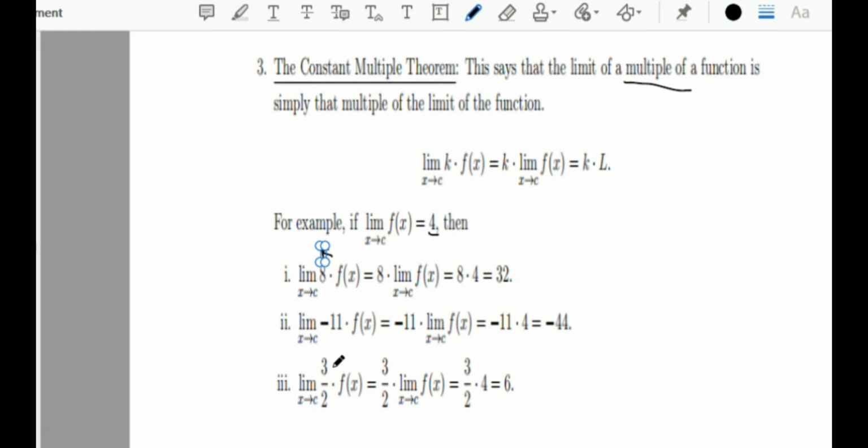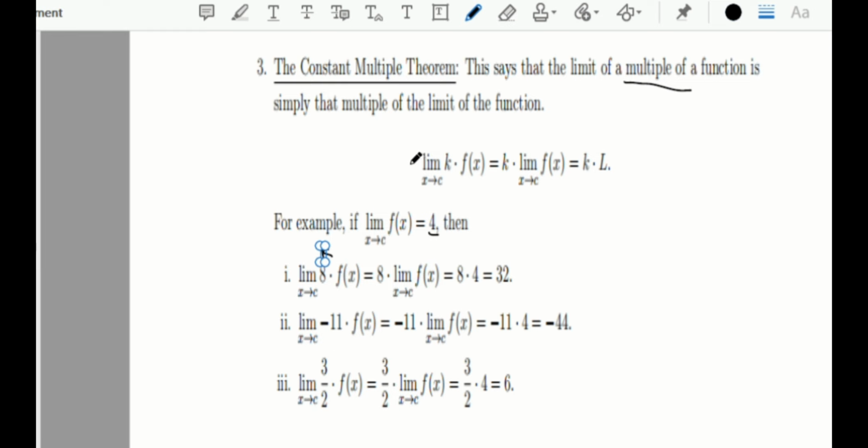So last example, if we have 3 halves times f of x, so the limit of this 3 halves times f of x, we can write the 3 halves outside. So 3 halves times the limit of f of x as x approaches c, which is equal to 4. So 3 halves times 4 is equal to 6.